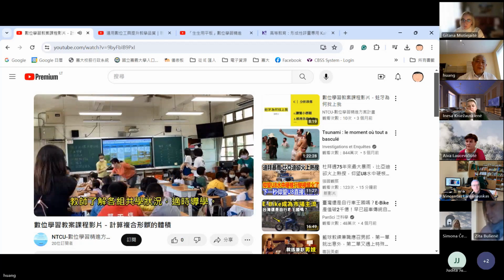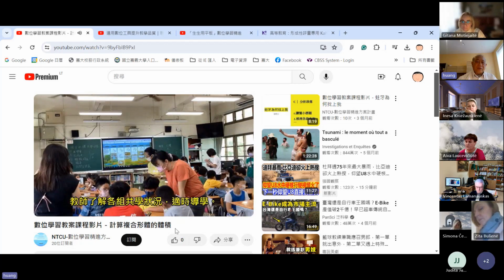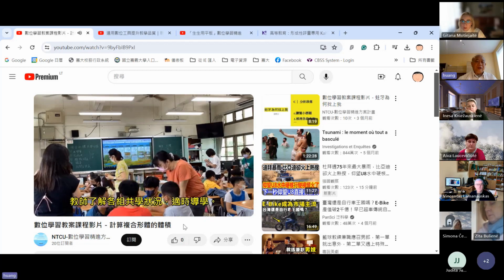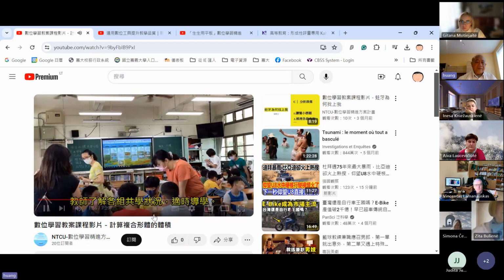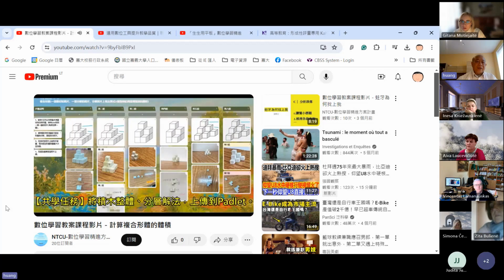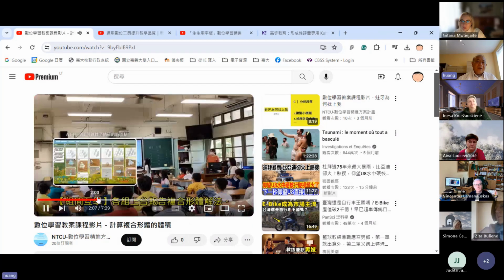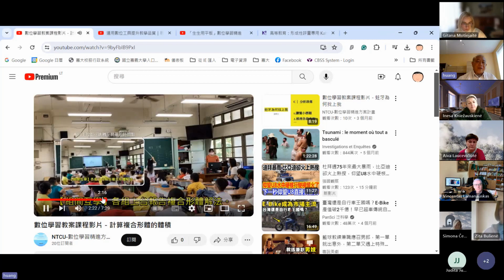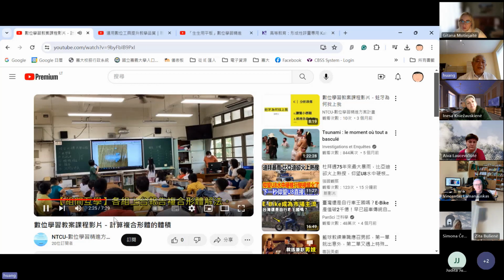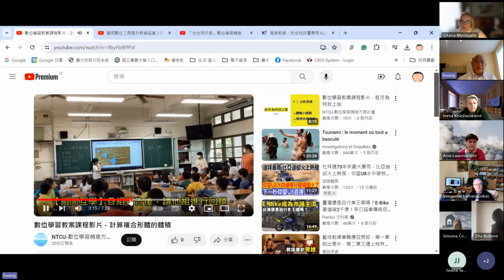So students will work in groups to find how to solve the problems. Okay, that's the general worksheet. So they will do the work, then take a picture with their tablet, then share their solution with other groups. Okay, so they present their solutions.